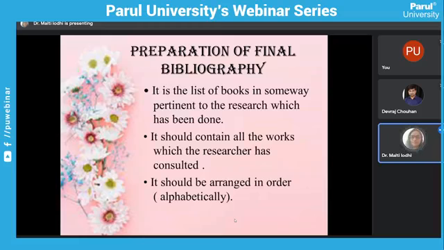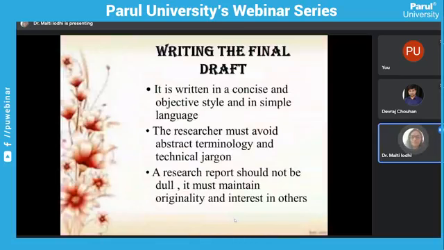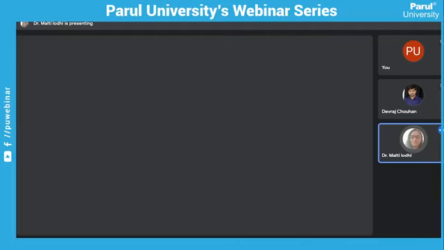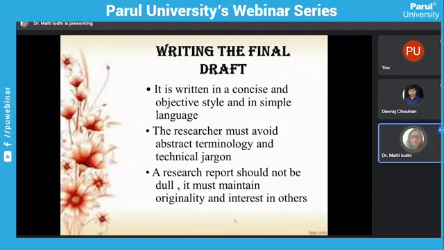So you have to write the list of books, containing the works which the researcher has consulted, and arrange them in the order that I have already discussed. Now writing the final draft. It is written in a concise and objective style and in simple language. Definitely, while you are writing the final draft, it should be in simple language so that each and every one of your consumers or users can understand, whether it is your research findings, and they can use them in their day-to-day life.